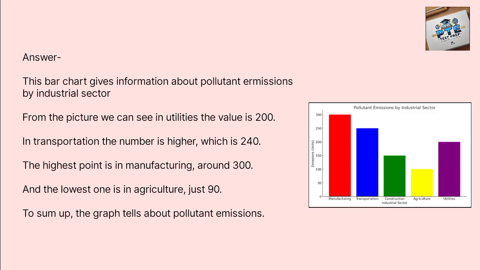The highest point is in manufacturing, around 300, and the lowest one is in agriculture, just 90. To sum up, the graph tells about pollutant emissions.